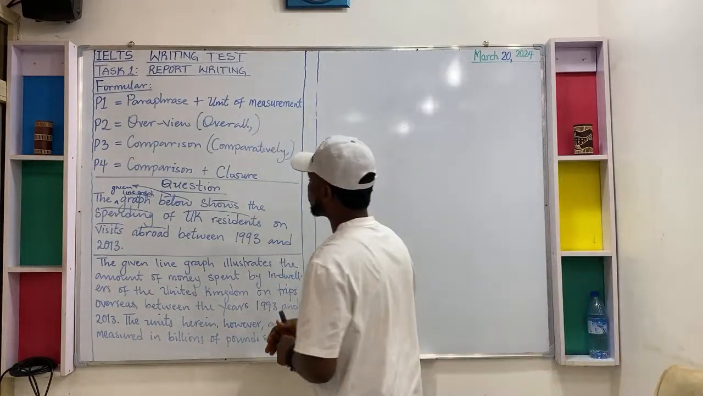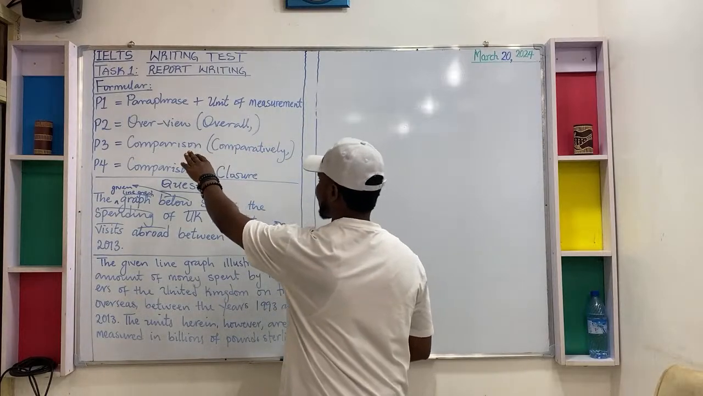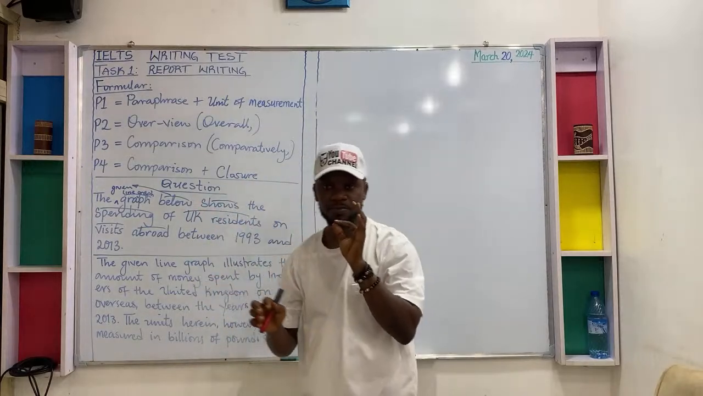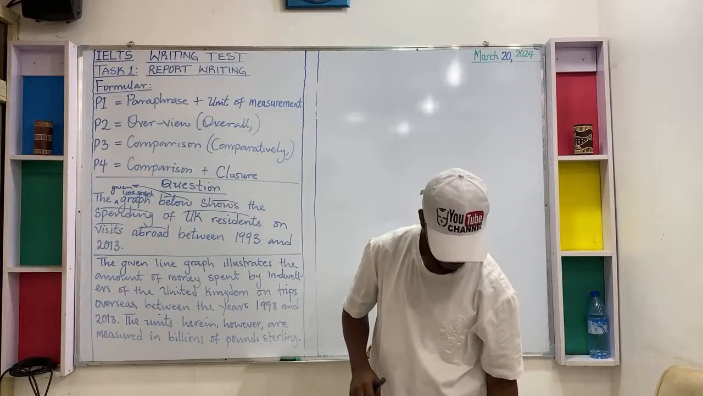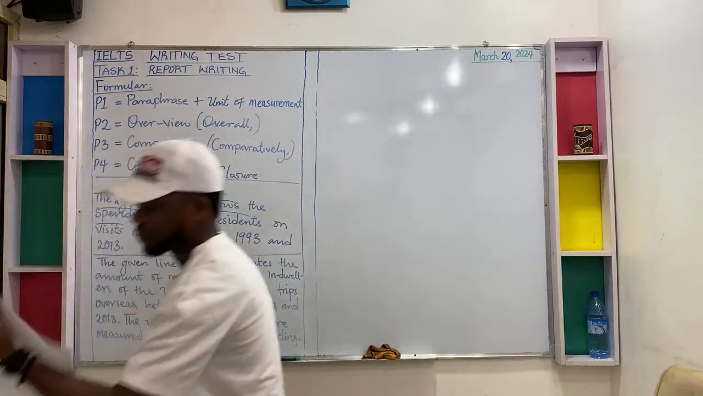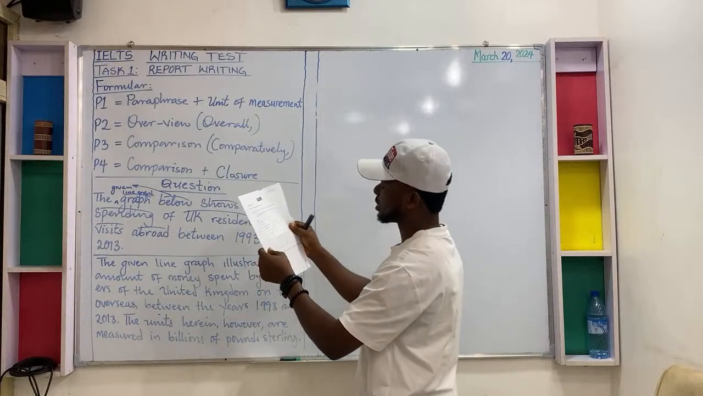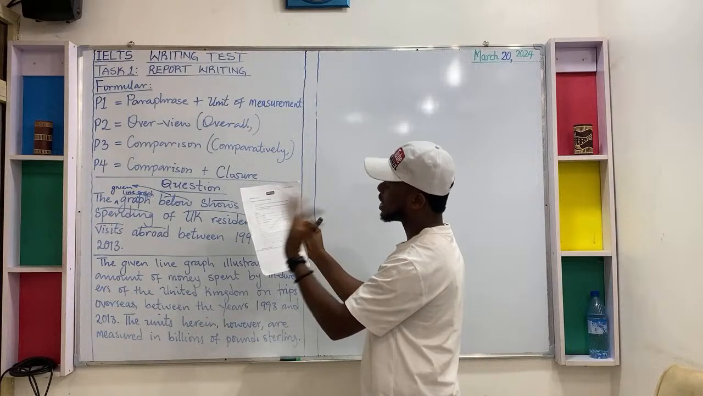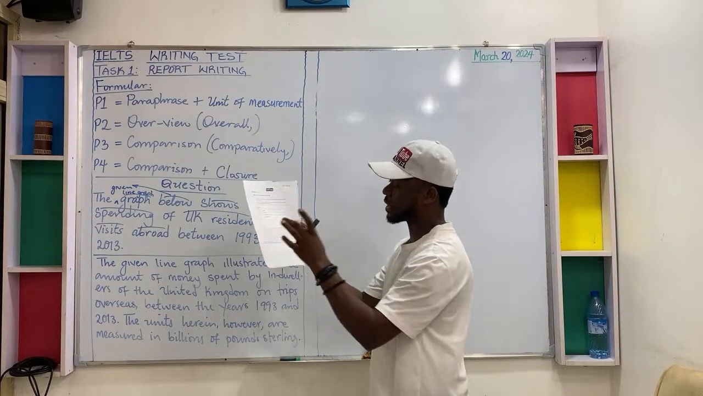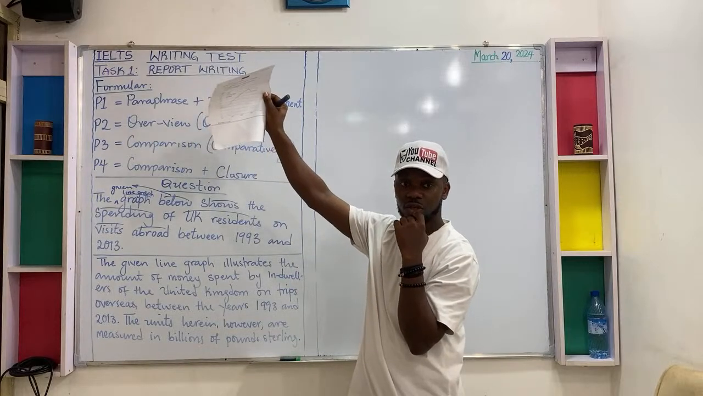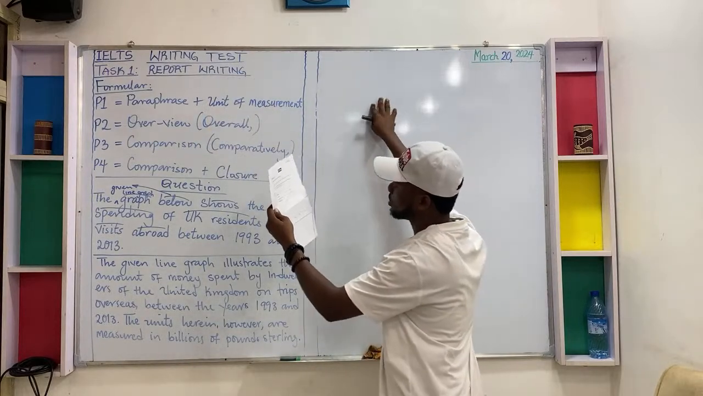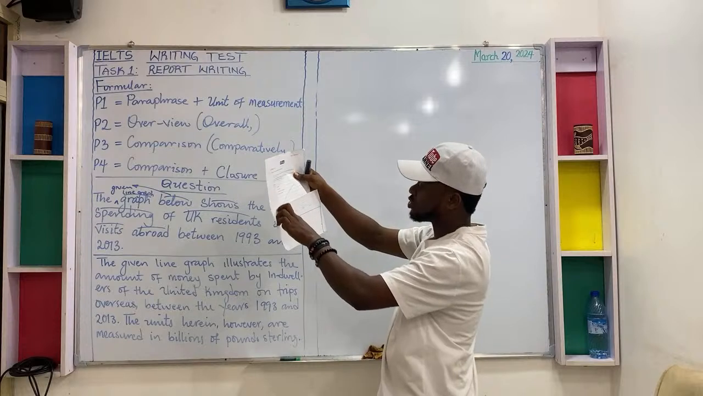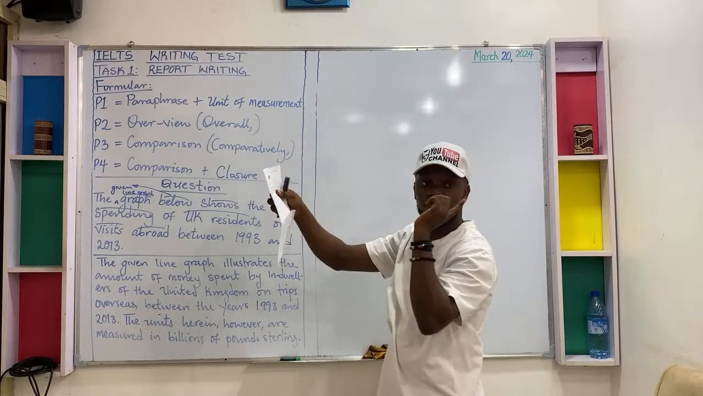Paragraph two, overview. Your overview in report writing requires you to give a holistic or general description of the chart. You look carefully and study the chart, then make your sentence or sentences to describe what you can see on the chart. Do you understand? But when you are making the description, do not bring anything that has to do with value. Maybe 100 billion pounds, 70 pounds. Don't bring in anything like that.